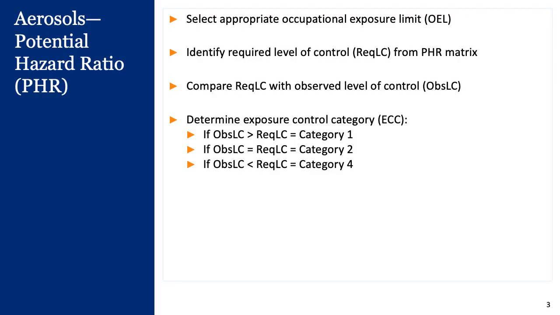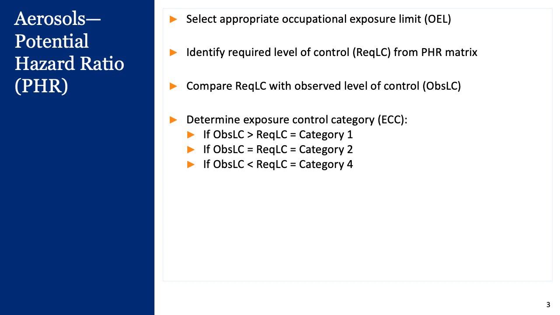Till now we have discussed two rules of thumb, both of which apply to volatile chemicals and vapors. The third rule of thumb is for particles in the air, or aerosols, and it is called a potential hazard ratio. Unlike the case for the vapors in the first two rules of thumb, we don't really need to know any physical property of the aerosol. We only need to know its occupational exposure limit. So those are the cases in which this rule of thumb can be applied.